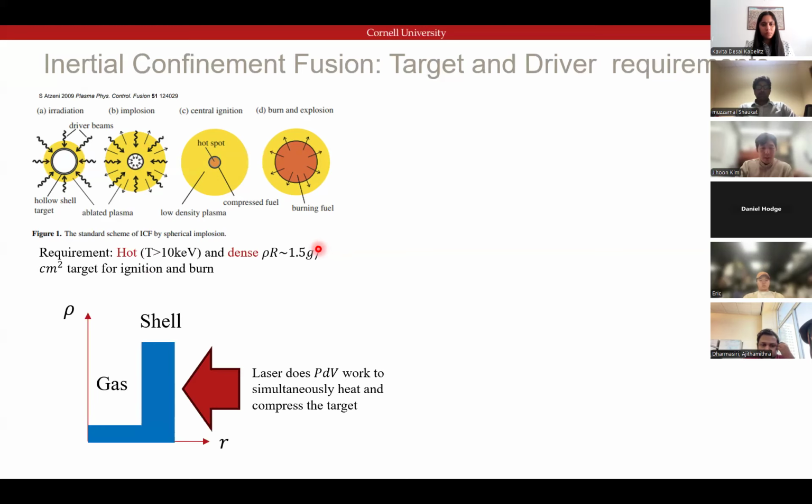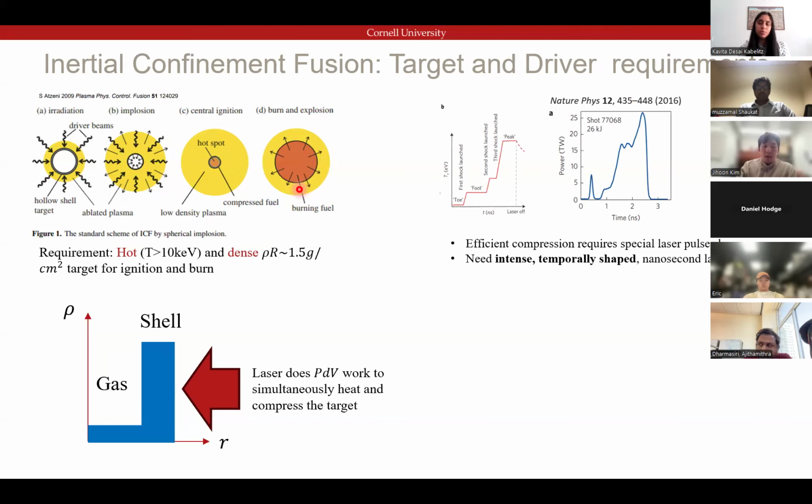So just a schematic, this is like a little cross section. Imagine you cut it here, there's a gas and there's a shell, and a laser or some kind of driver would do PdV work to simultaneously heat and compress the target to cause this burn and explosion.